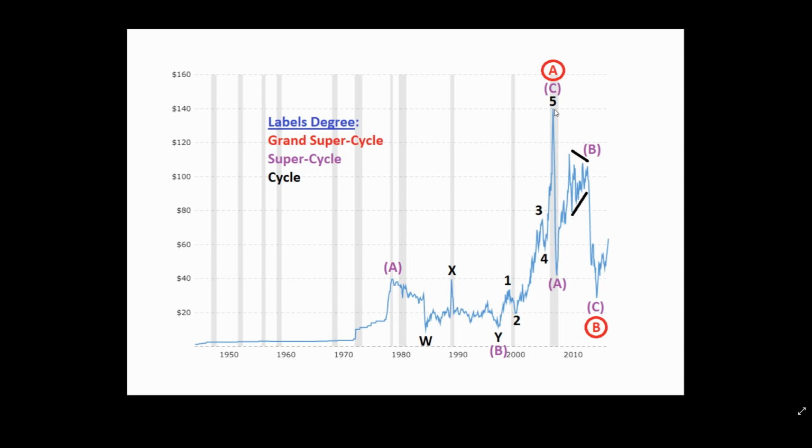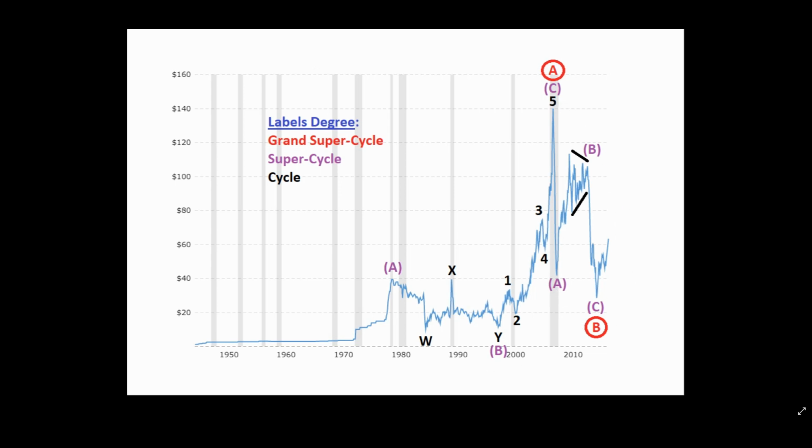So basically, when crude oil hits all-time highs, I labeled it as the end of C, but also the end of ABC, supercycle purple, thus ending a grand supercycle A red, and that's when it started falling. And as you can see, I'm labeling this wave B in a grand supercycle as a correction in a simple ABC move, right?